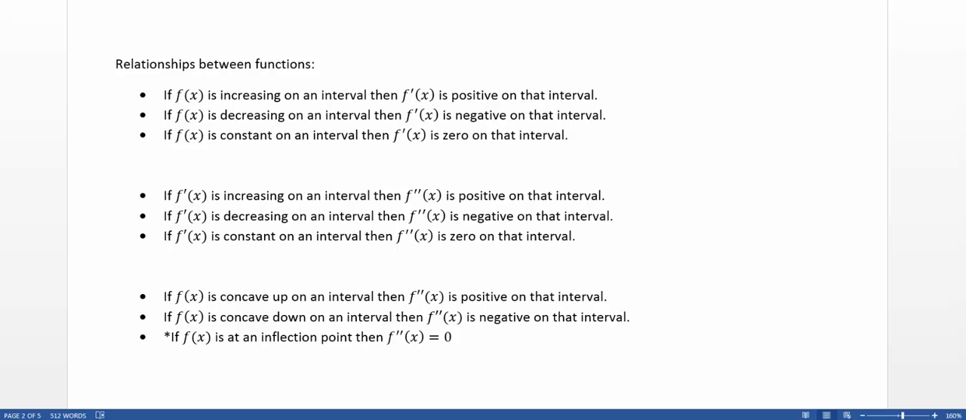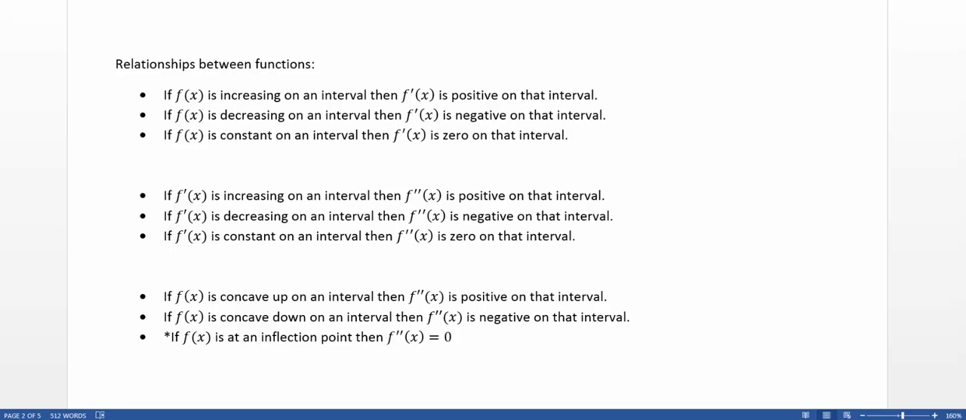If f of x is concave up on an interval, then the second derivative is positive on that interval. If f of x is concave down on an interval, then the second derivative is negative on that interval. And if f of x is at an inflection point, then the second derivative equals 0. Now you'll notice that there's an asterisk on the very last rule.